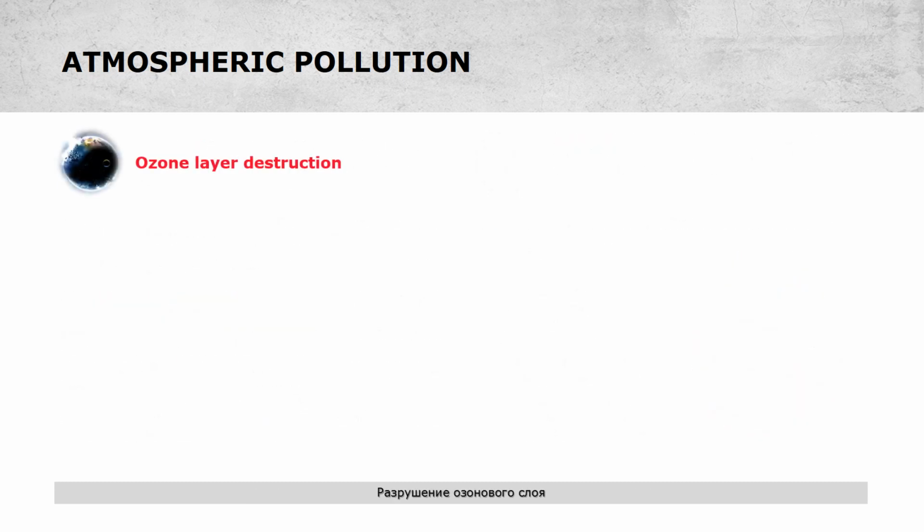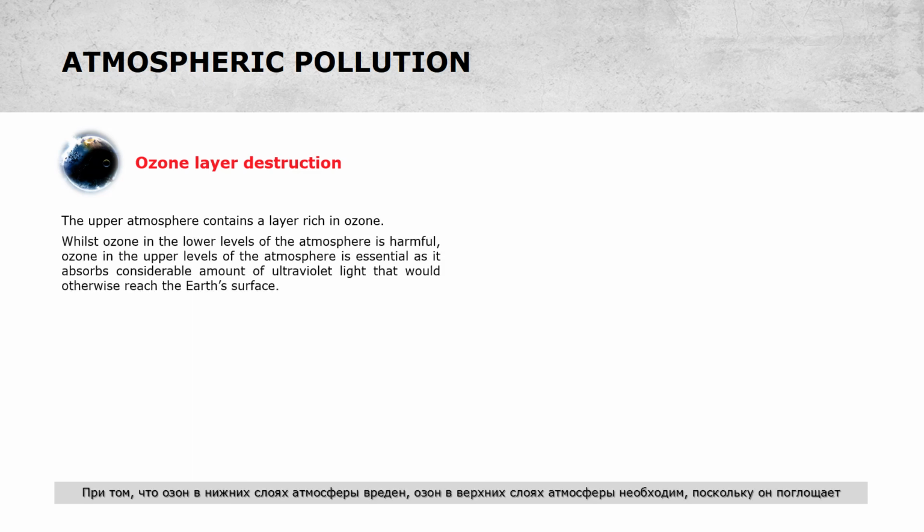Ozone layer destruction. The upper atmosphere contains a layer rich in ozone. Whilst ozone in the lower levels of the atmosphere is harmful, ozone in the upper levels of the atmosphere is essential as it absorbs considerable amount of ultraviolet light that would otherwise reach the Earth's surface.